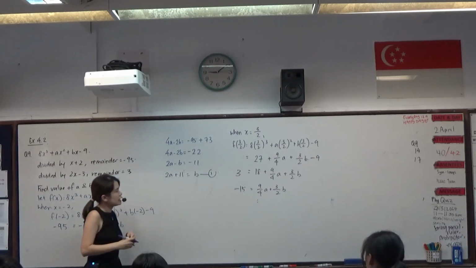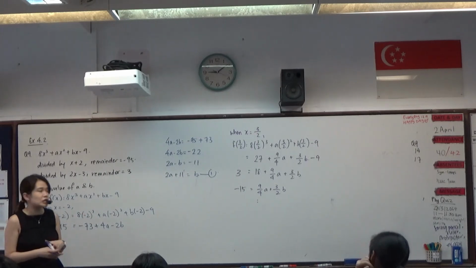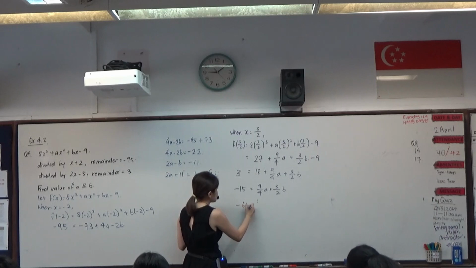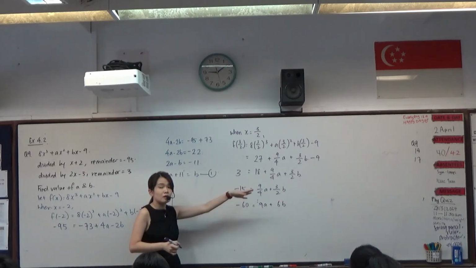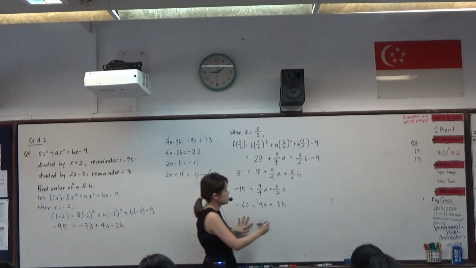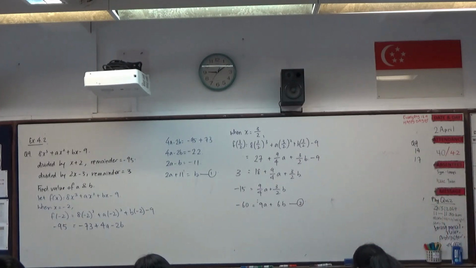I don't enjoy dealing with fractions. Okay, so in this case, because it's an equation, I can multiply across by 4. So I will get negative 60 equals to 9a plus 6b. I multiply across by 4, so I deal with integers only. Okay, then this can be my second equation, and then after that, we solve simultaneously. Okay?